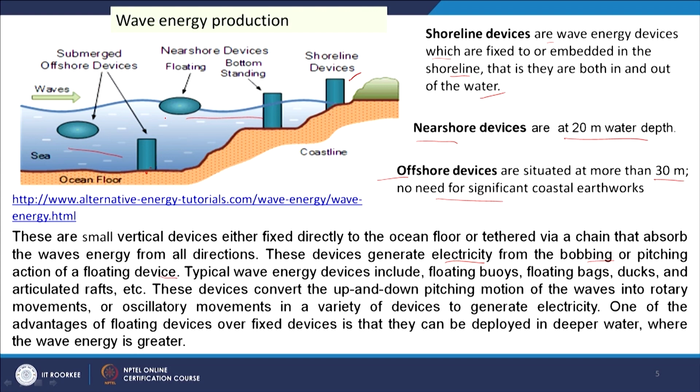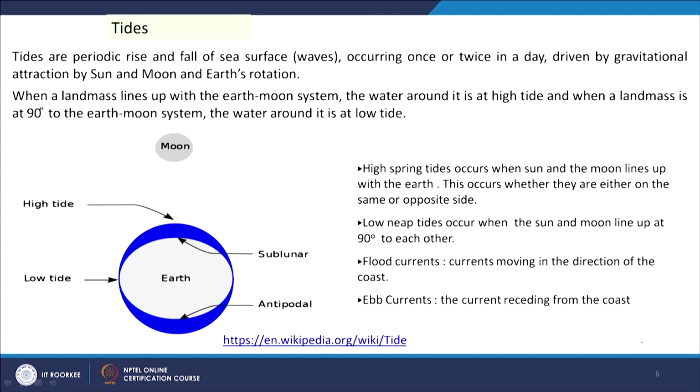That action is converted to the circulatory movement of another device, converting the up and down pitching motion of the waves into rotary or oscillatory movements in a variety of devices to generate electricity. One of the advantages of floating devices with respect to fixed devices is that they can be deployed in deep water where more wave energy is available. Now, we will see the tides.